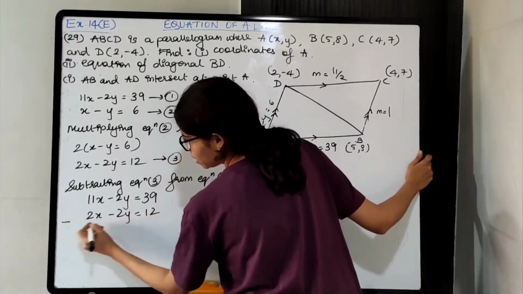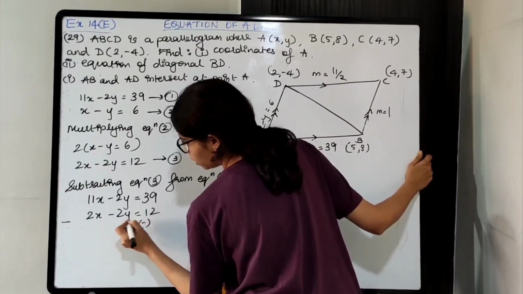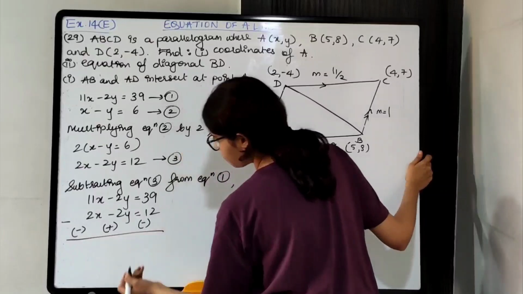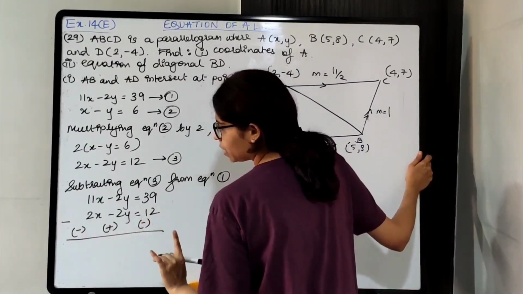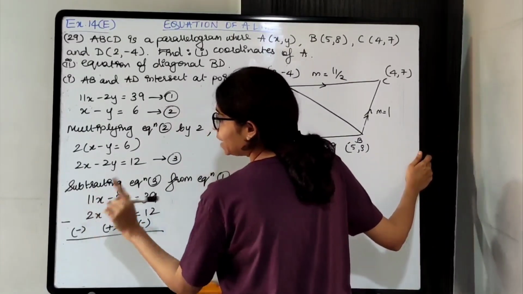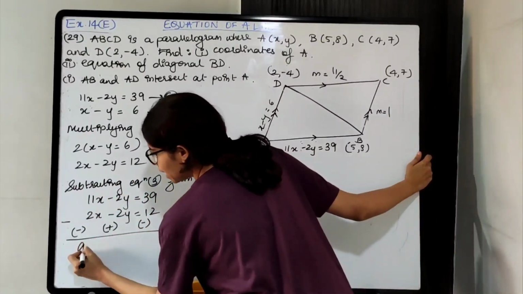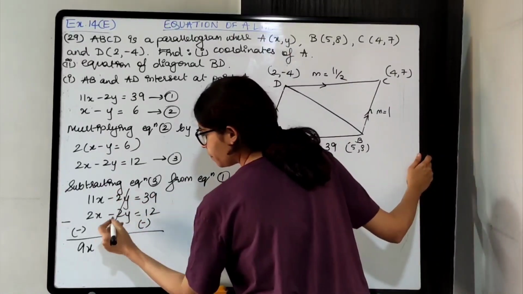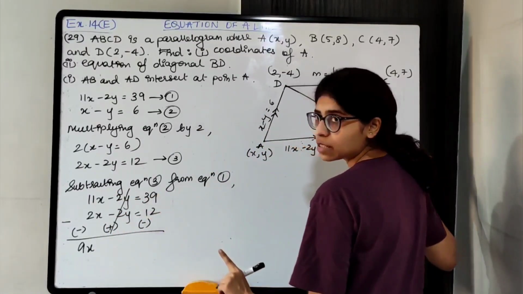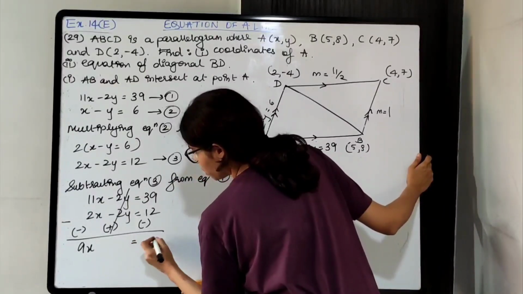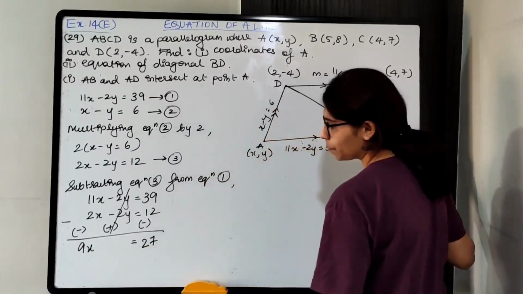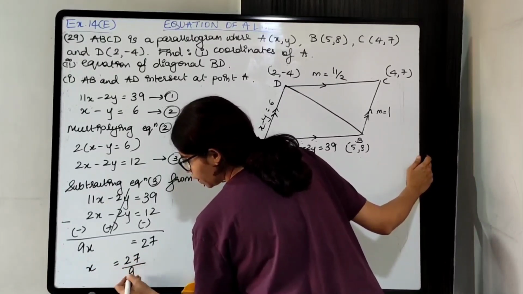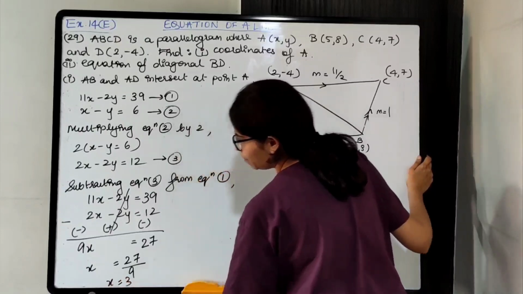Since you are subtracting, the signs will change. 12 पॉजिटिव है, नेगेटिव हो जाएगा. ये नेगेटिव था, ये पॉजिटिव हो जाएगा. और ये पॉजिटिव नेगेटिव हो जाएगा. So observe the new signs now. 11x minus 2x है, तो that will be 9x. माइनस 2y प्लस 2y कैंसिल हो जाएगा. 39 minus 12, so that will give 27. Okay, so x is 27 upon 9, that is x is equal to 3.